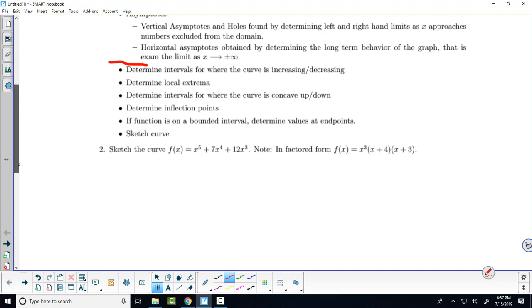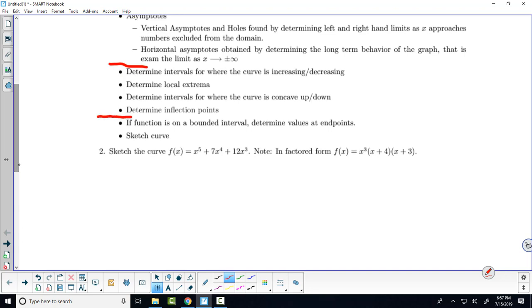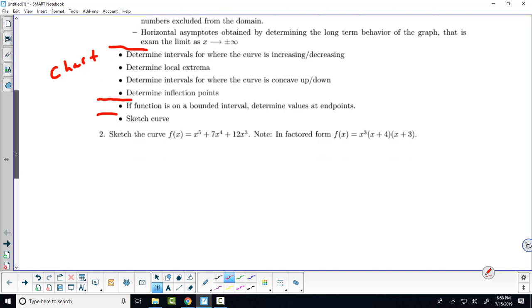All of these are done by the chart, or table, that we did last time, where you put up all your critical numbers of the first and second derivative, plus any places where the function's undefined, and you sketch for increasing, decreasing, concave up, concave down. If the function's bounded, then you've got to check your endpoints, which is something we've mentioned before. And then you're ready to sketch the curve.